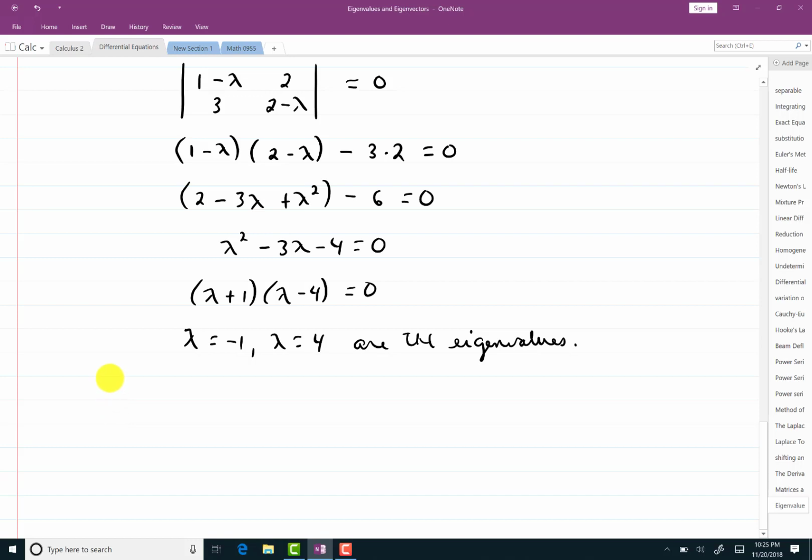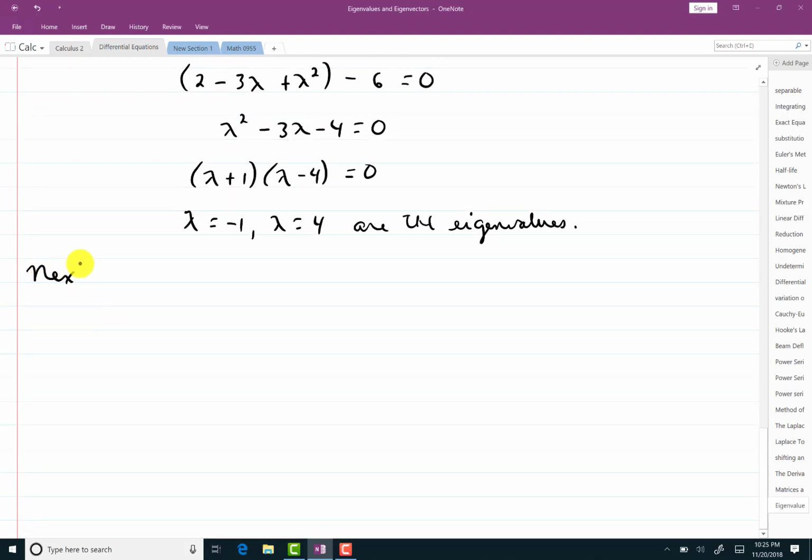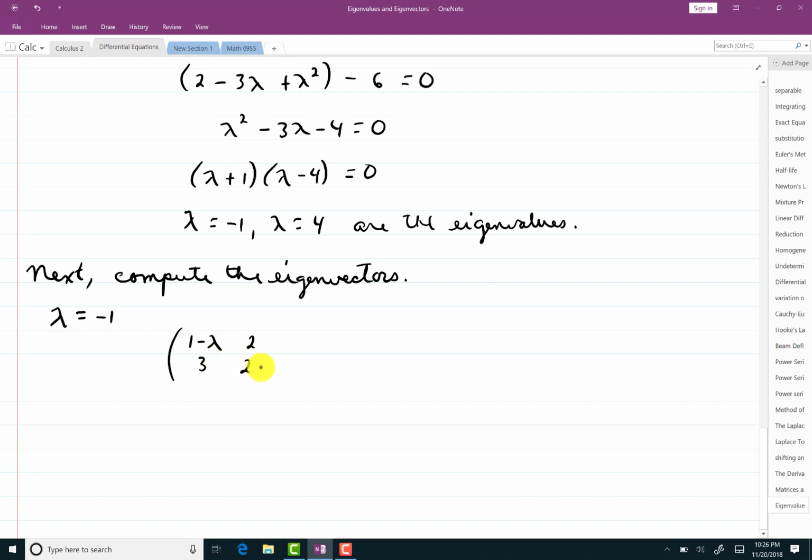Now, once we have those, we set out to determine the eigenvectors. When we compute the eigenvectors, this is how we do it. We start with lambda equals negative 1, and then we consider our matrix, which was 1 minus lambda. Well, the original matrix wasn't, but the one where we found the eigenvalues took that form. And I'm going to replace lambda with negative 1. So I'll get 1 minus negative 1, 2, 3, 2 minus negative 1. And that will equal [2, 2; 3, 3].